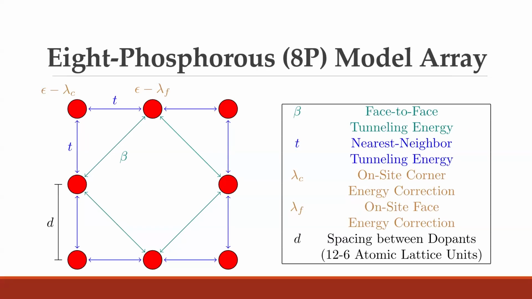And so in the context of our research here, we are studying this 8-phosphorus model array. Previous research has been done on 2, 3, and 4 sites, but we wanted to scale it up to 8 atoms, and include nearest neighbor tunneling, face-to-face tunneling, and on-site energy corrections for the corner and the face separately. What makes this system so interesting is that it is the smallest ring type geometry that has 2 types of sites, specifically corner sites and face sites.